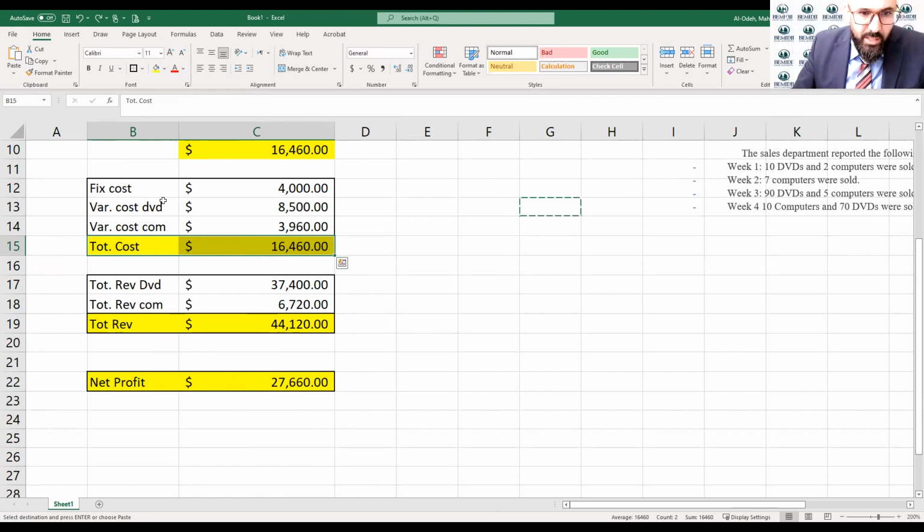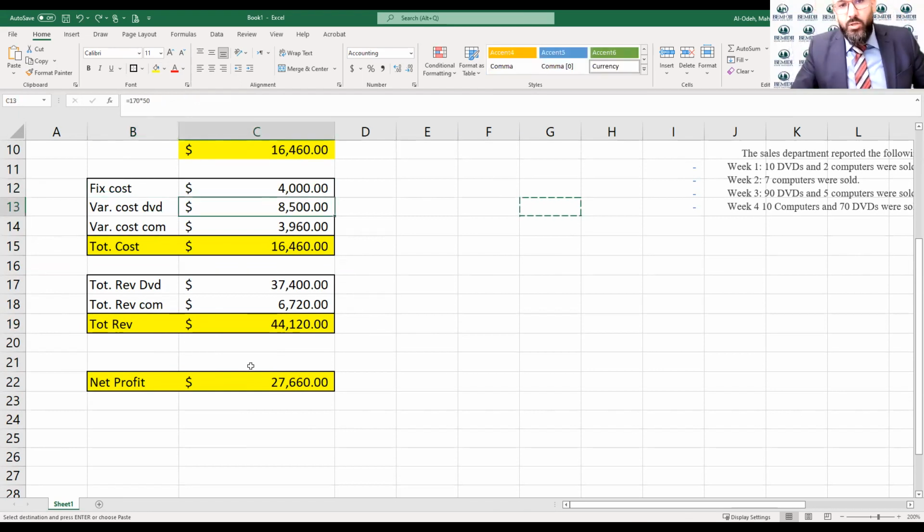So they know there's a label for each one of these numbers here. So they know that the 4,000 is the fixed cost, the variable cost from DVD would be 8,500, and so on. So there is a label for each of these numbers, and this will make it easy for people to understand, and this will make it easier for your proposal to be accepted by other people.